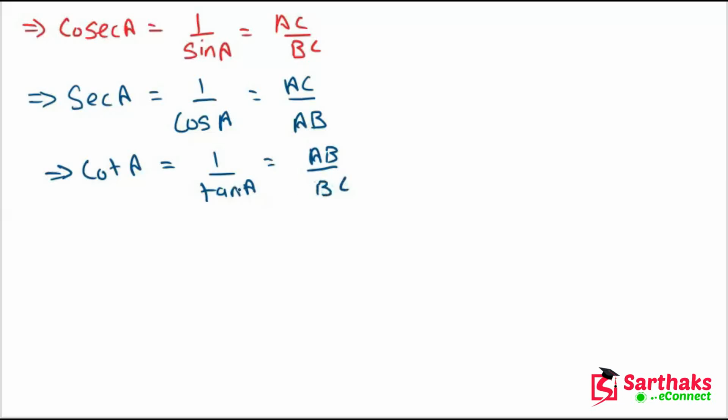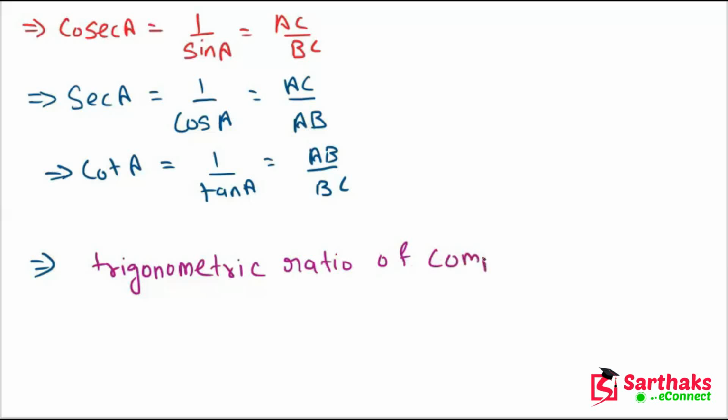My dear friends, the complement of A, that is angle C, can be given as 90 degrees minus angle A. So now we have to find the trigonometric ratios of the complement of angle A.